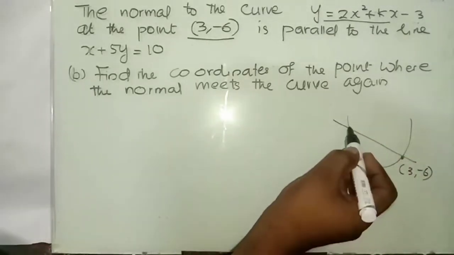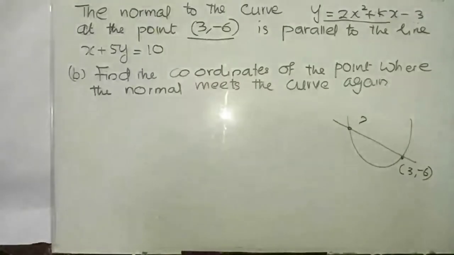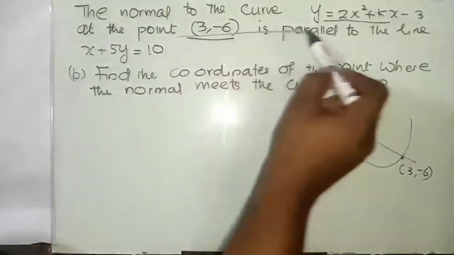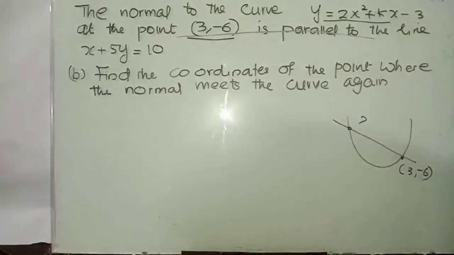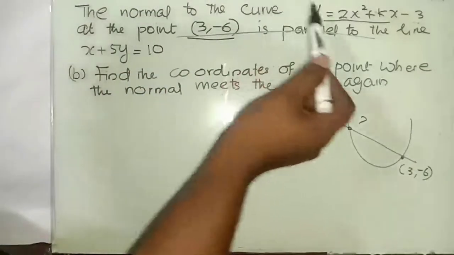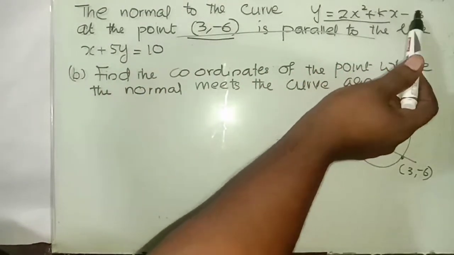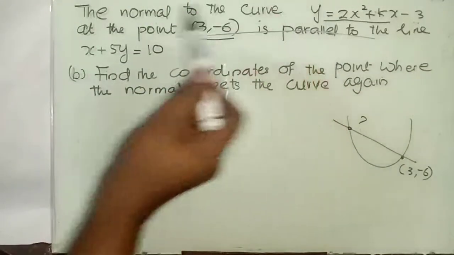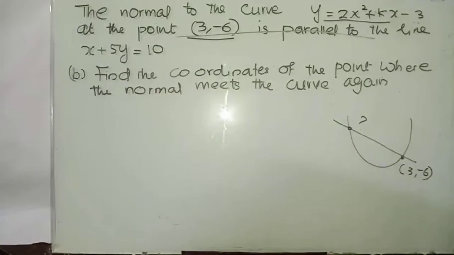Okay, now we have to find out this point also. We have done a similar type of question in the same class, but here a little change you can find. So what is given? The normal to the curve y is equal to 2x square plus kx minus 3 at the point (3, -6) is parallel to the line x plus 5y is equal to 10. So what they have mentioned is the normal is parallel to another line.